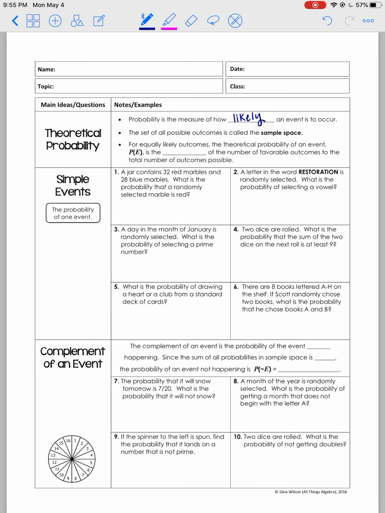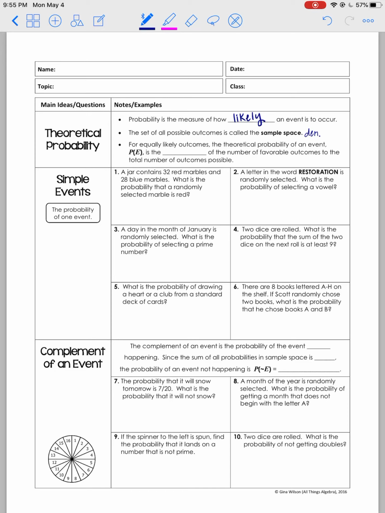The set of all possible outcomes is the sample space, and when we are writing out our probabilities, we usually do so as fractions, and that would be like the denominator.